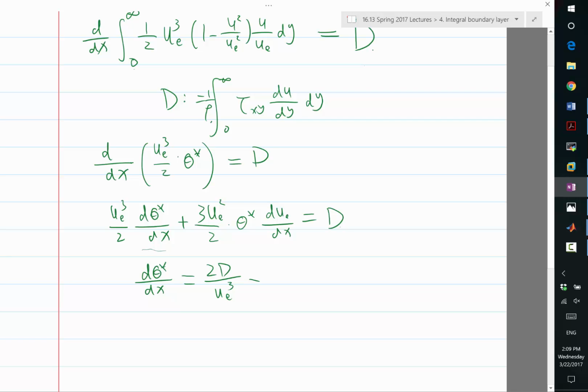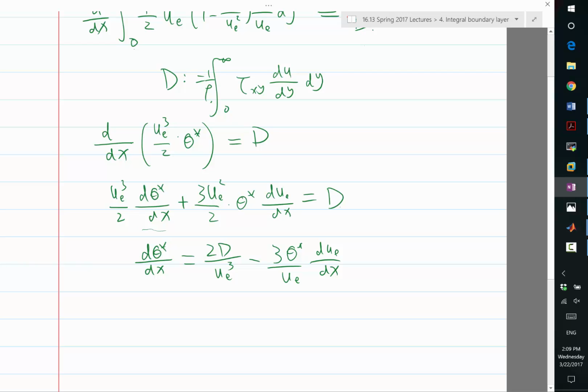minus 3 times theta star over ue times due dx. So this gives us an equation for the kinetic energy thickness. And we already have an equation for the momentum thickness, right?